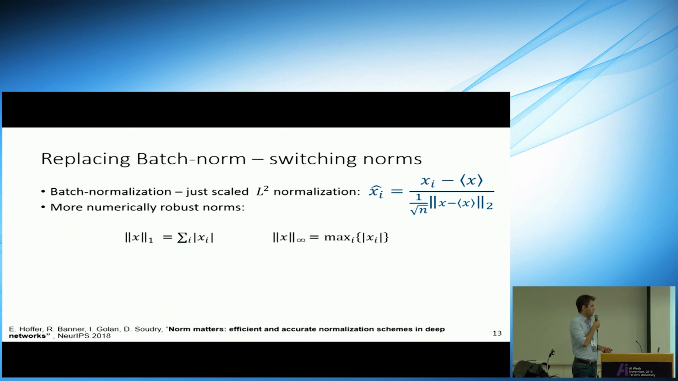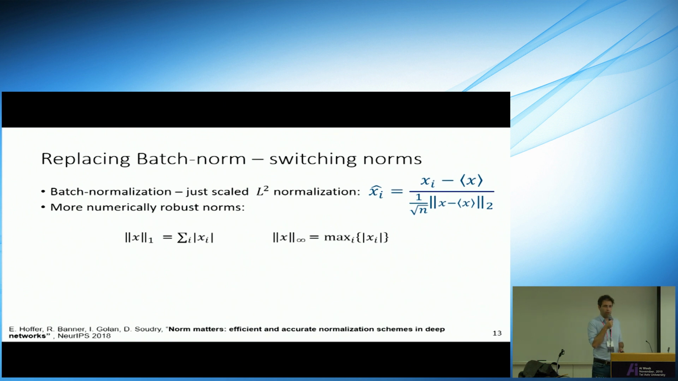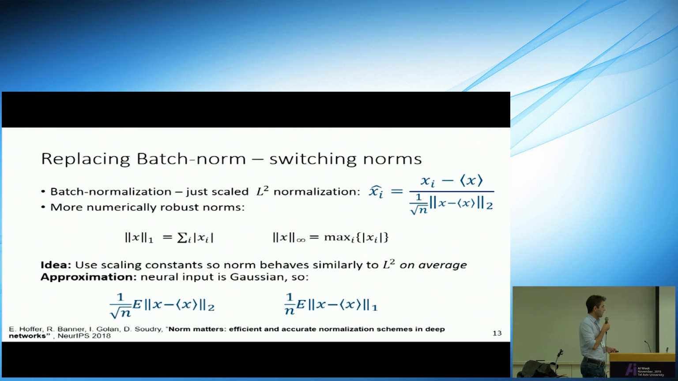You might say that this L2 norm contains a square root of a sum of squares, so you need double precision to have good performance there. But if you use the L1 norm or the L infinity norm, then you get more robust operations. These are much easier to use when you have low numerical precision. So the idea is that we can use a certain scaling constant to change those norms, so we'll have similar performance as this L2 norm.